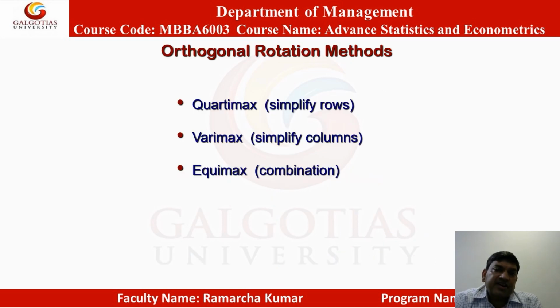Orthogonal rotation methods. There are three ways of doing orthogonal rotation. One is quartimax, another is varimax, and third is equimax. Quartimax is going to simplify the rows, varimax is going to simplify the columns, and equimax is a combination of both.